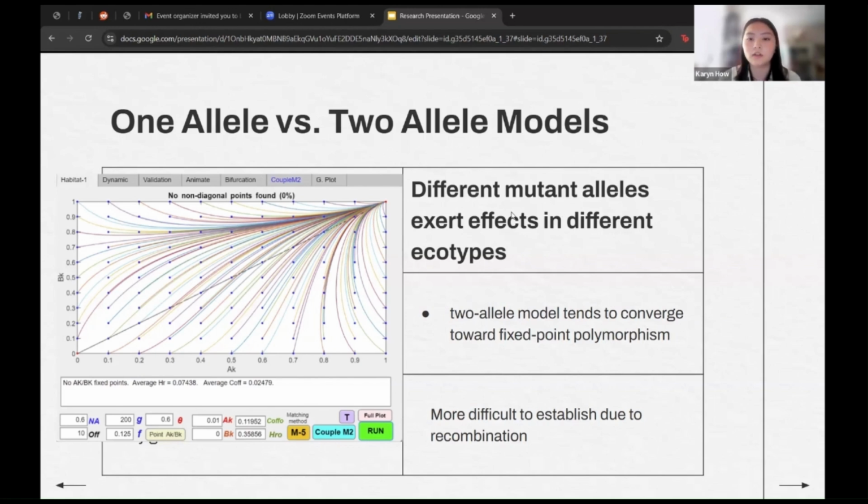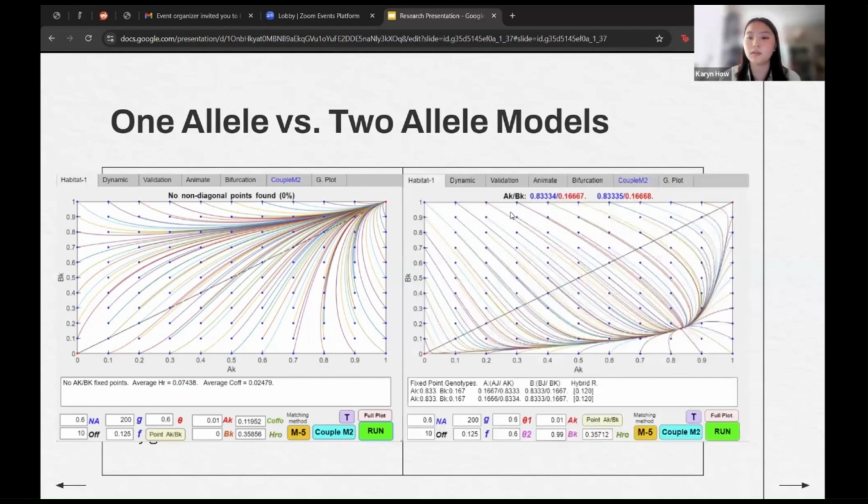And in the two allele model, there are two different alleles that exert effects on different ecotypes. The two allele model tends to converge towards a fixed point polymorphism, which is more difficult to establish due to recombination. What polymorphism means in this case is the proportion of the functional alleles exerting the habitat preference effect. So we're introducing two habitat preference alleles, and their effects on each niche interact with each other, which makes the overall effect lower.